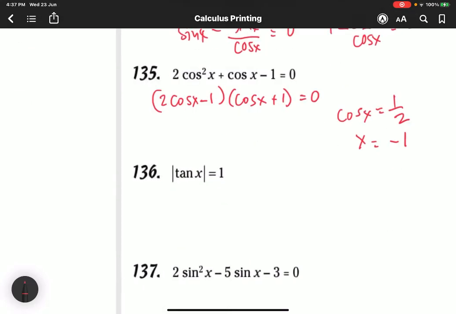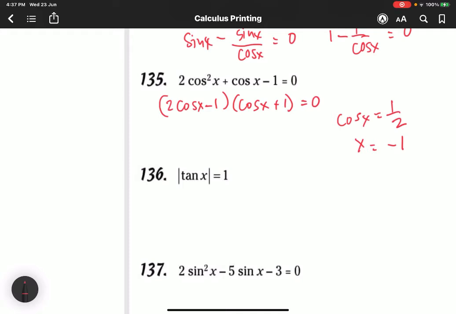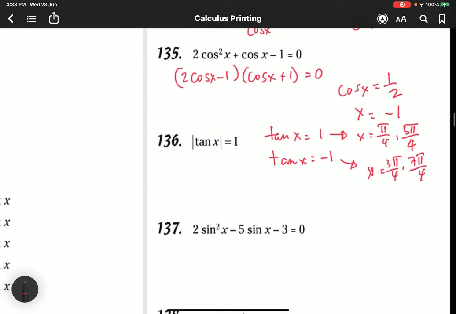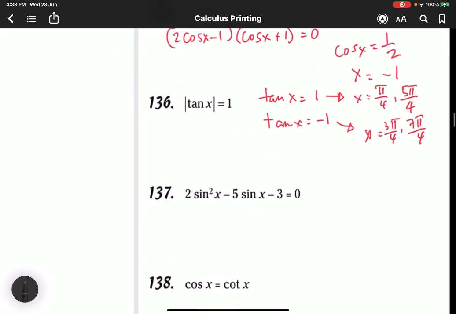136, tan x equals 1. To solve the equation, you must find the solutions to two equations. Tan x equals 1 and tan x equals negative 1. So for this, we have the solution, and so nasa table yan. For the second, we have x. Yan yung second solution. 137 pa pala.